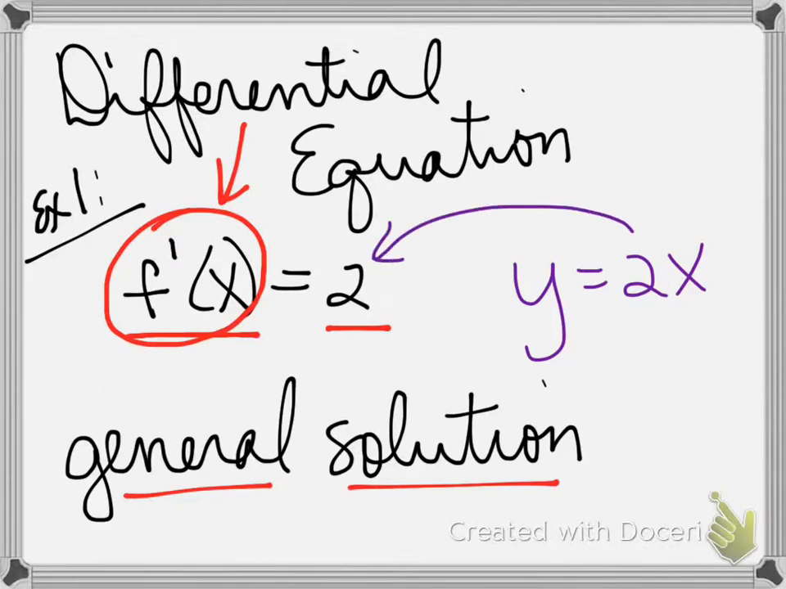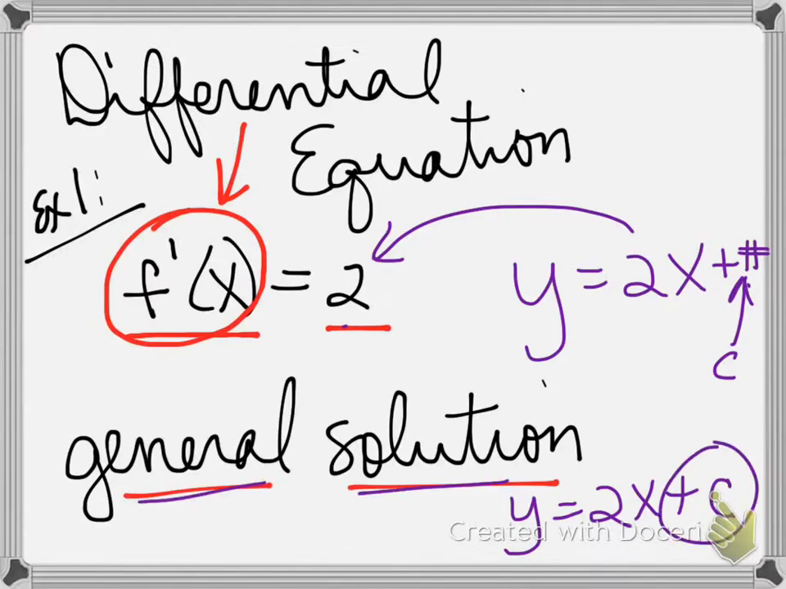Now, the reason it becomes a general solution is because this could have been 2x plus some number, because anytime you take the derivative of a number, it's 0. The derivative of 2x would be 2, the derivative of a number would be 0, so this could be y equals 2x plus some number, which would have to be a constant. So we would say our general solution is y equals 2x plus c. The plus c part is what makes this a general solution. And starting for this lesson, for sure, we have all general solutions.